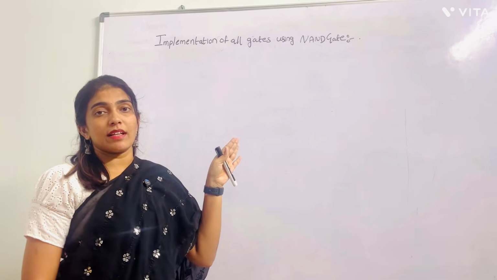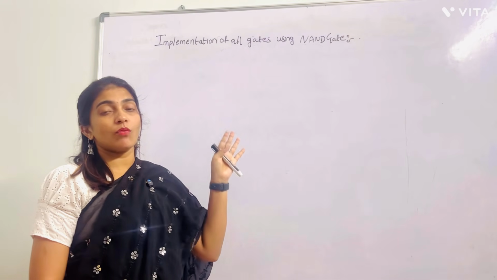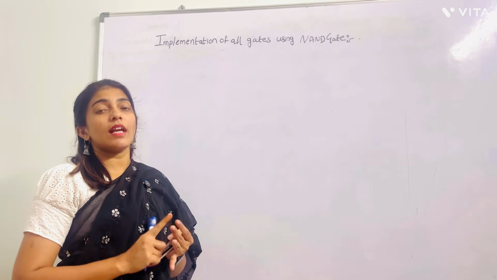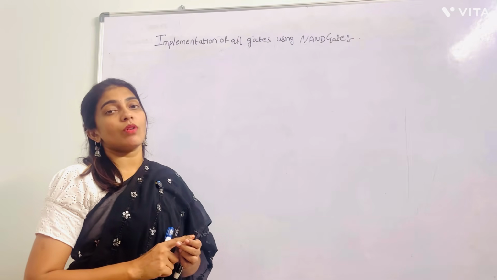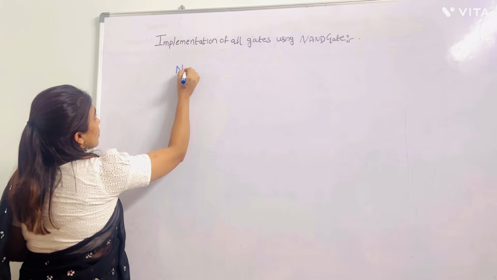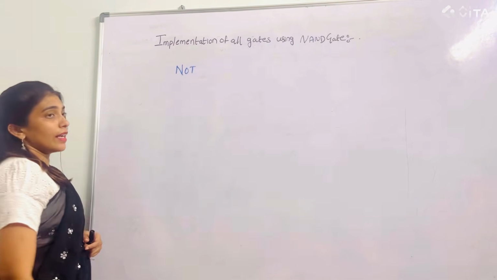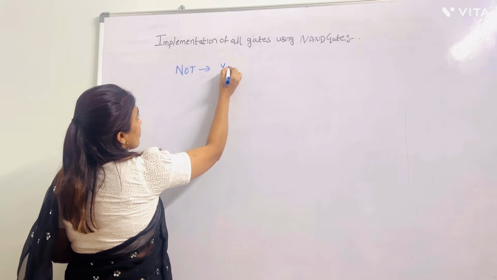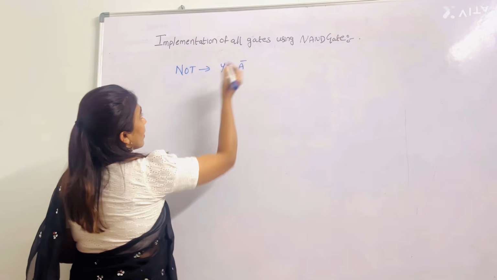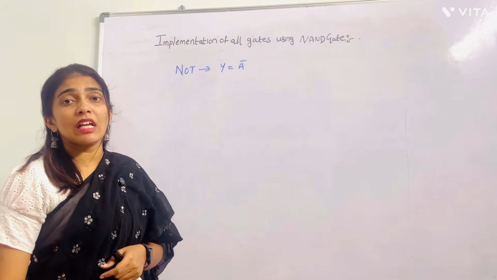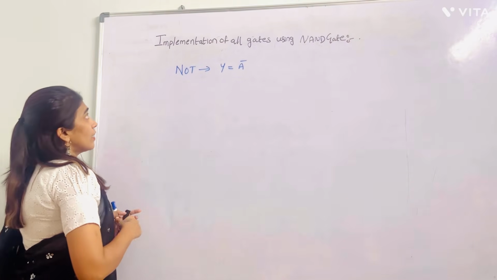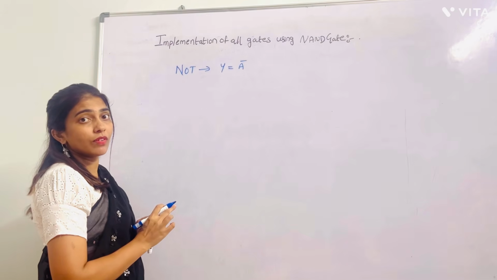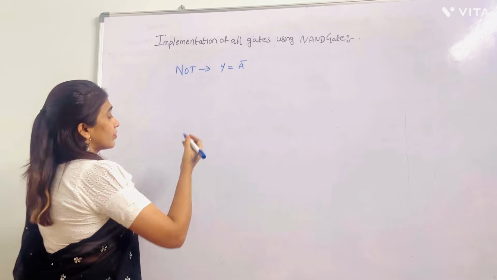Implementation of all basic gates using NAND gate. So what are they? OR gate, AND gate, NOT gate, exclusive OR gate, exclusive NOR gate. So first gate is a NOT gate. NOT gate logic function is y equals a bar. NOT gate has a single input, right? So in NAND realization, we are using only NAND gate instead of a NOT gate.